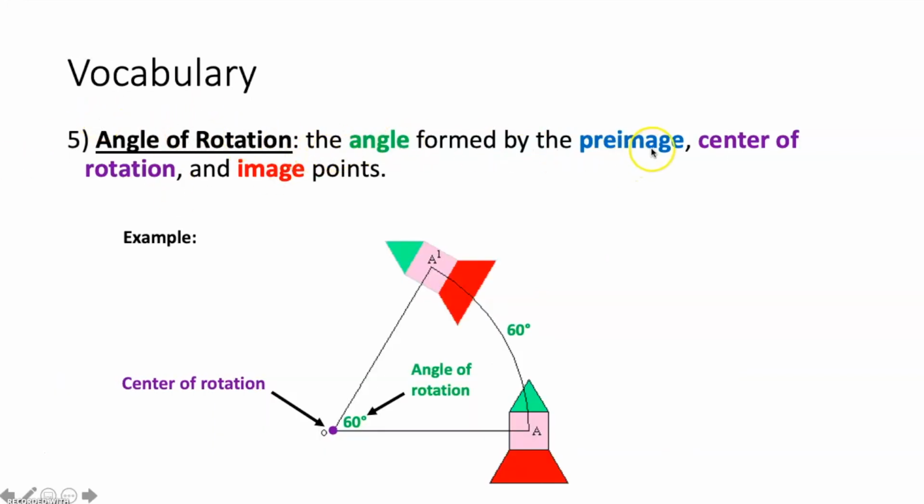The next vocabulary term is the angle of rotation. That's the angle formed by the pre-image, the center of rotation, and the image points. So here you can see that our pre-image point is point A. Our center of rotation is this point O right here, and then A prime would be our image point. So if we create an angle between our pre-image, our center of rotation, and our image points, we get our angle of rotation, which in this case is 60 degrees.